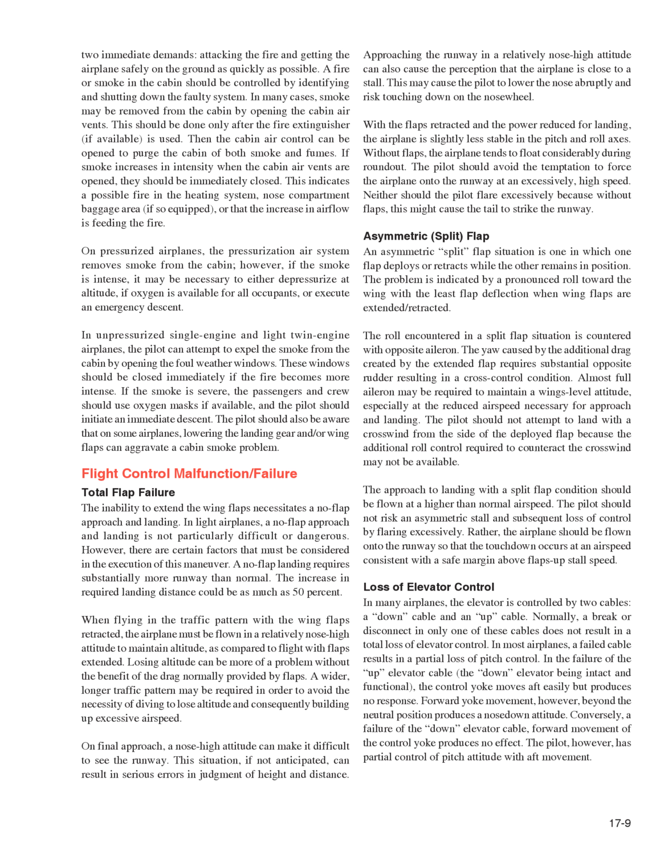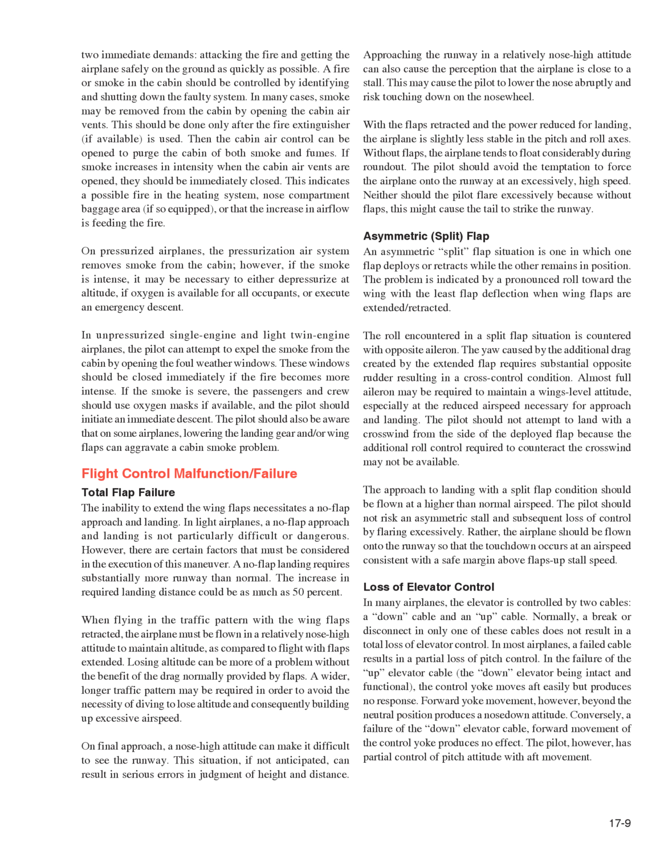On pressurized airplanes, the pressurization air system removes smoke from the cabin. However, if the smoke is intense, it may be necessary to either depressurize at altitude, if oxygen is available for all occupants, or execute an emergency descent. In unpressurized single-engine and light twin-engine airplanes, the pilot can attempt to expel the smoke from the cabin by opening the foul weather windows. These windows should be closed immediately if the fire becomes more intense.